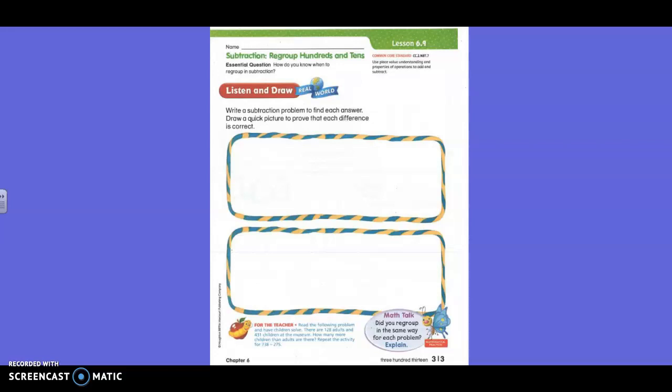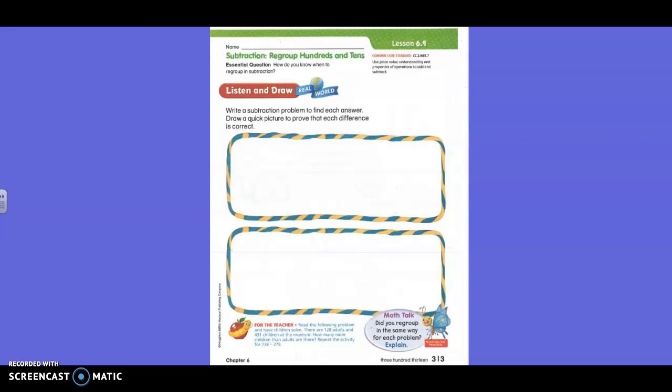So, here's the problem. Listen, the top box. There are 128 adults. I like how I'm seeing pencils already writing numbers down because I'm telling you the numbers. And 431 children at the museum. How many more children than adults are there? Remember when we say how many more, what does that mean?